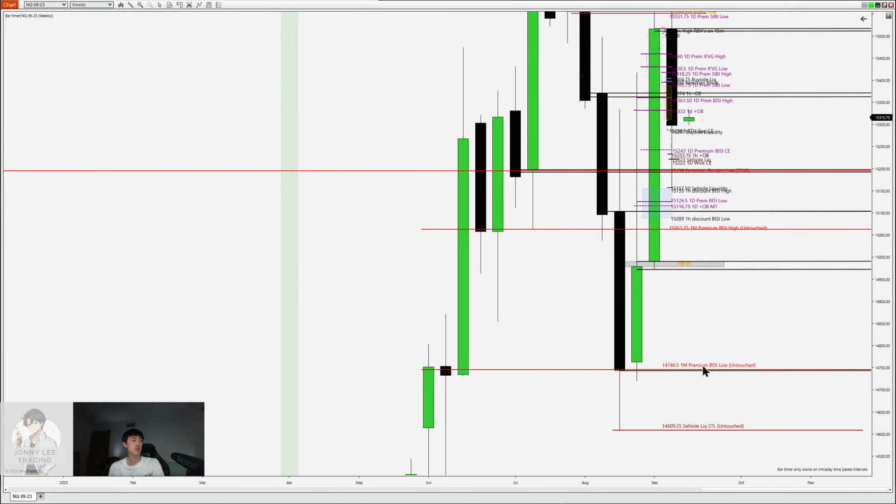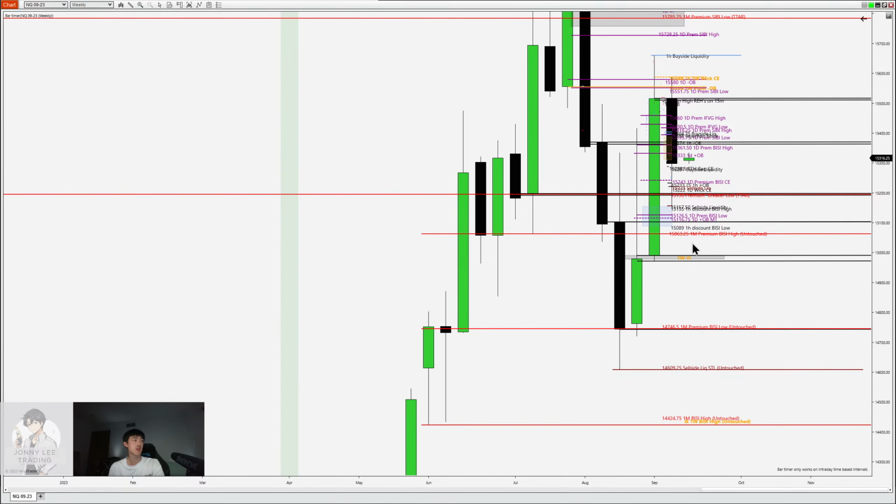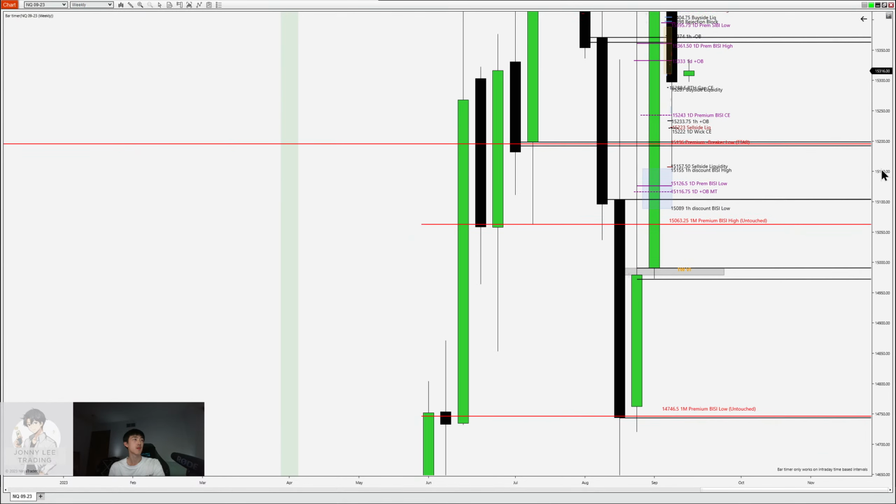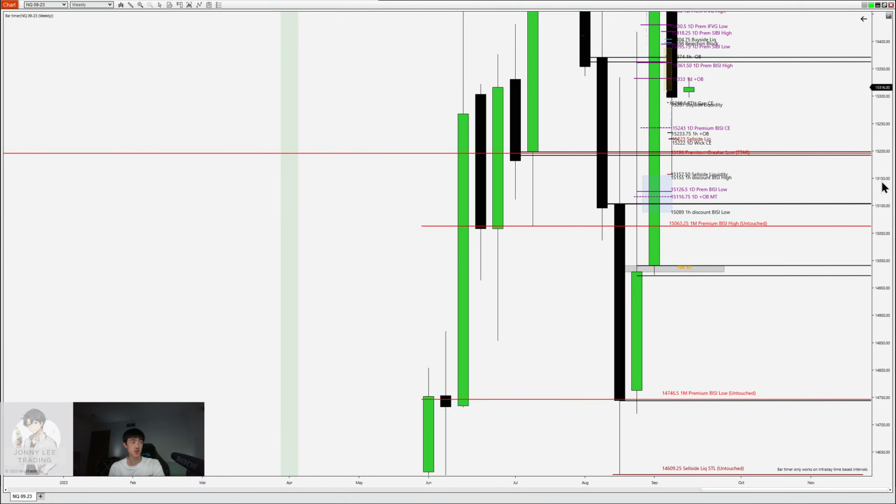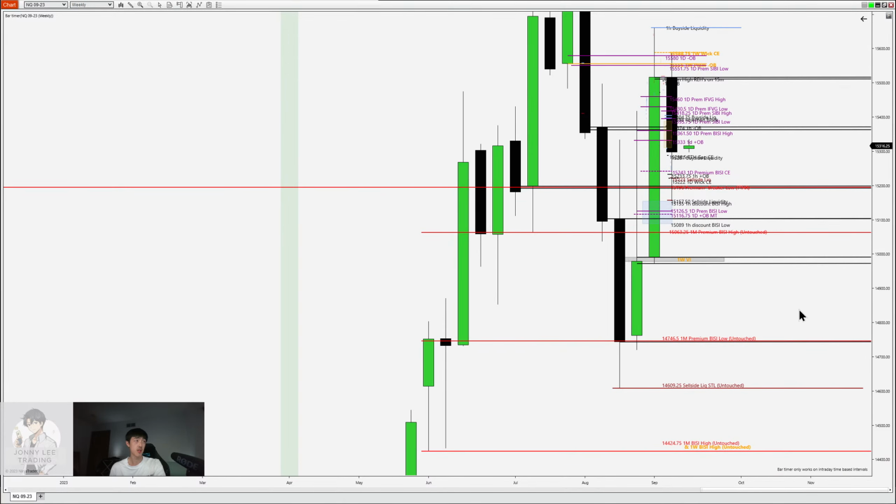eventually heading down to this monthly premium BISI low that we haven't touched yet. So yeah, that's my bias here, because I see this monthly BISI being untouched. I see that as being a huge area of liquidity that is just waiting there with that volume imbalance in there. So that is why I'm thinking that we will go lower this week after going up the initial day or two. So that's it on the weekly.